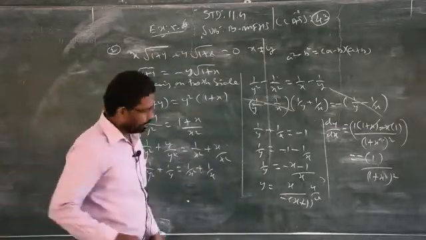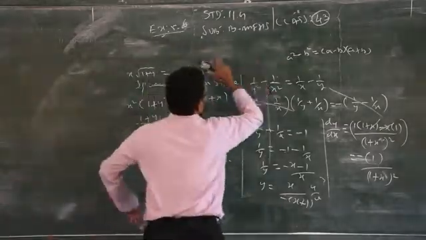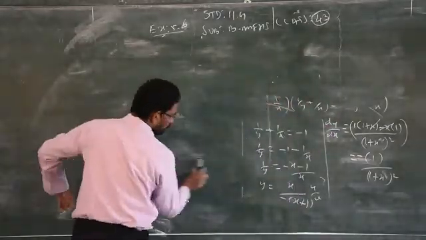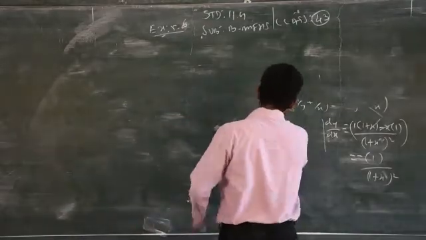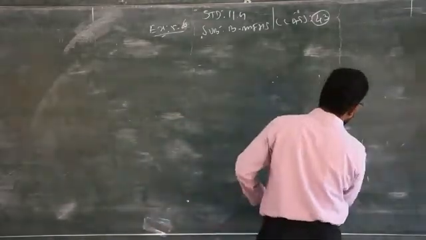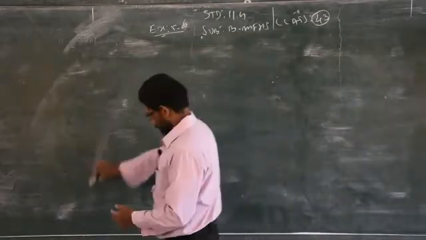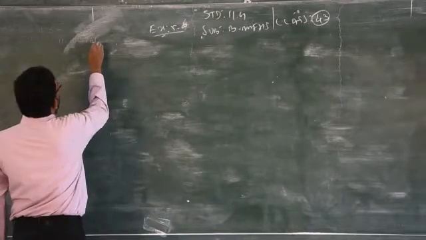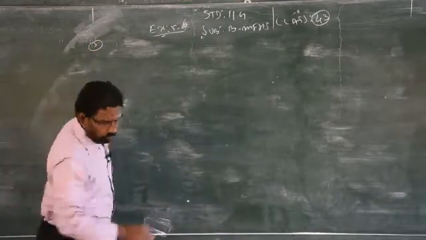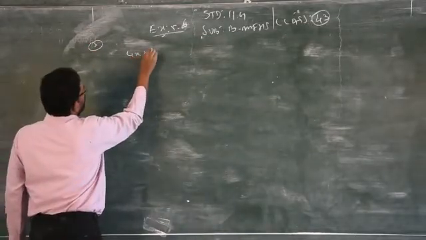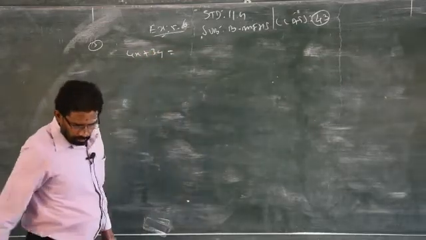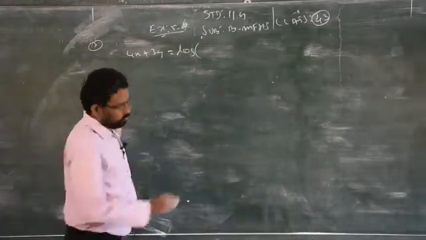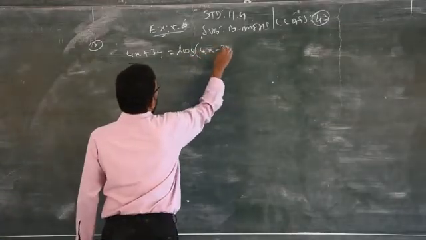Now question number 3. I did not force you to follow only this method. You can follow some other method also, no problem. But you have to show the answer. That sum number 3. It is given 4x plus 3y is equal to log 4x minus 3y.